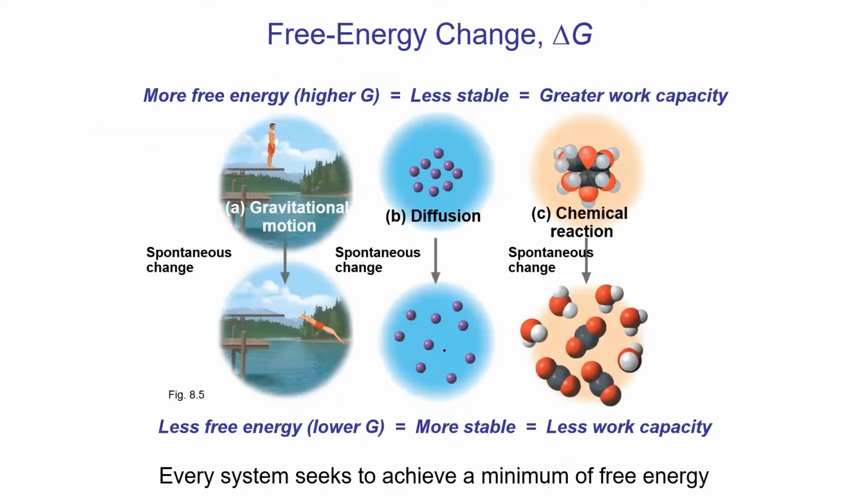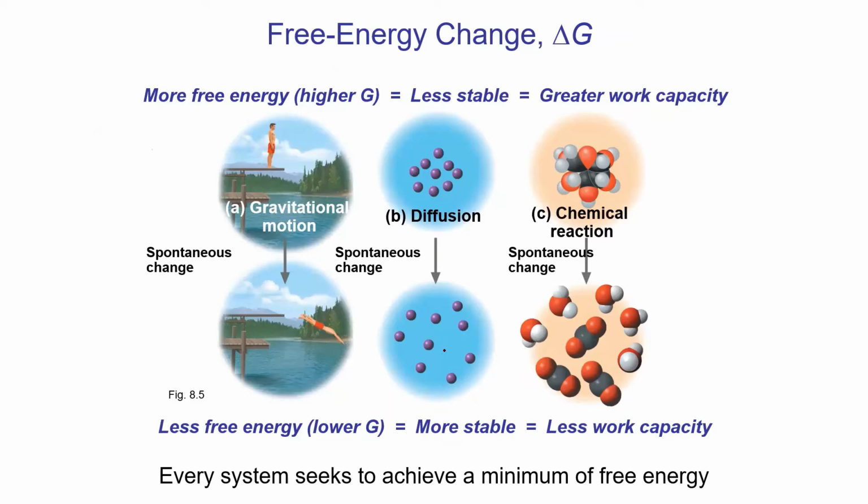I know it's a little abstract and takes a little bit of time to think about. So take a look at this. I have 3 systems, and all 3 systems in the top part are going from a higher energy state, and in the bottom part they're going to a lower energy state.